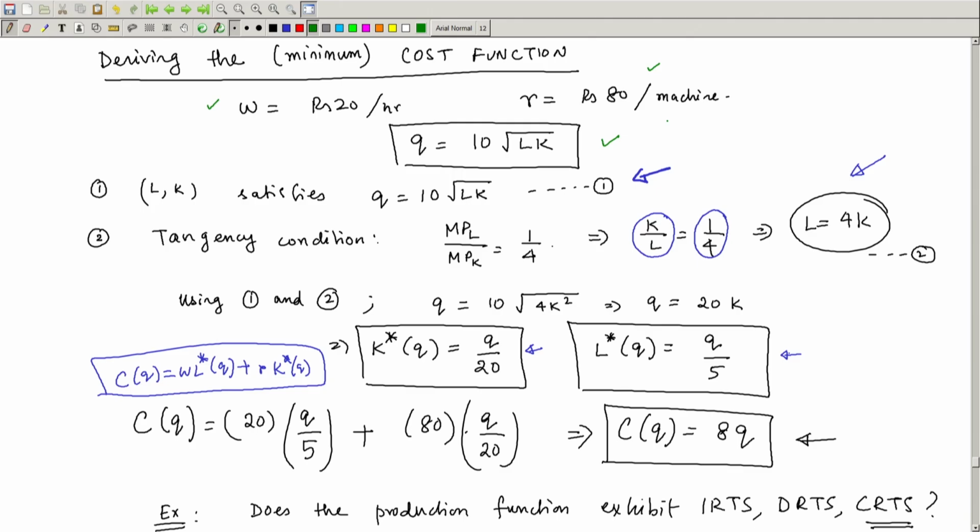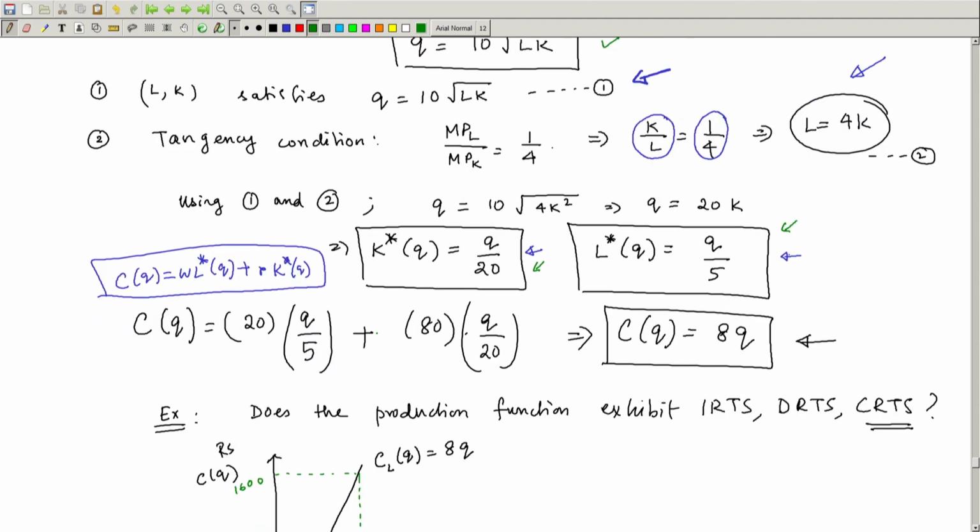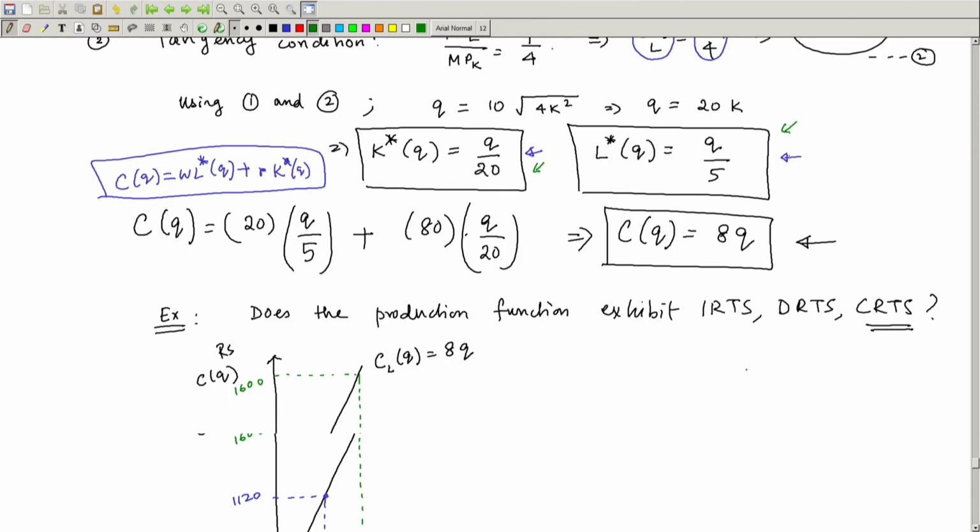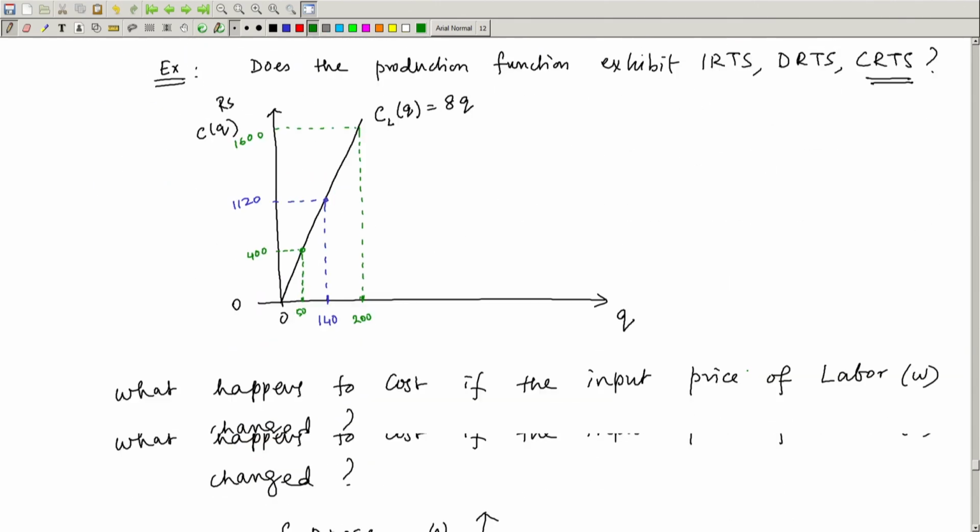Now, to produce a generic Q level of output, we did this example and we found that the optimized L as a function of output is Q divided by 5. And the optimized K as a function of output is Q divided by 20. Therefore, the long run cost function took a linear shape, which is 8 times Q. And in the last class, I had asked you to check whether the production function exhibits increasing, decreasing or constant returns to scale. I hope you have been able to solve that example.